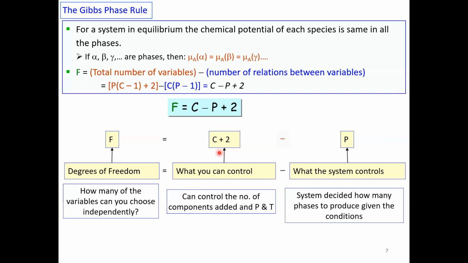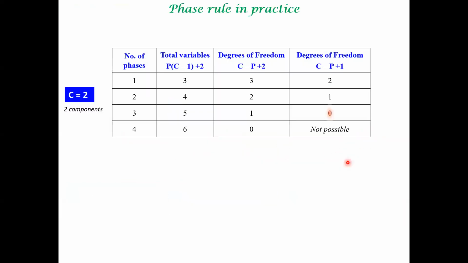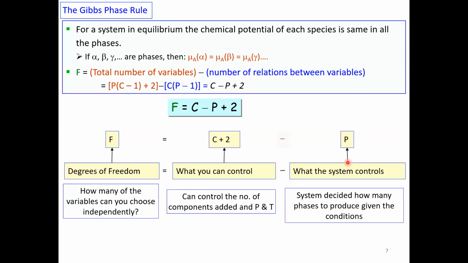And this is what the system controls. The number of phases present is automatically fixed not by you, but by the system itself. You can control this, you can vary this. Because of these 2, the system fixes this. So we will implement this in the next slide, for example, just putting this formula for different kinds of phase diagram.